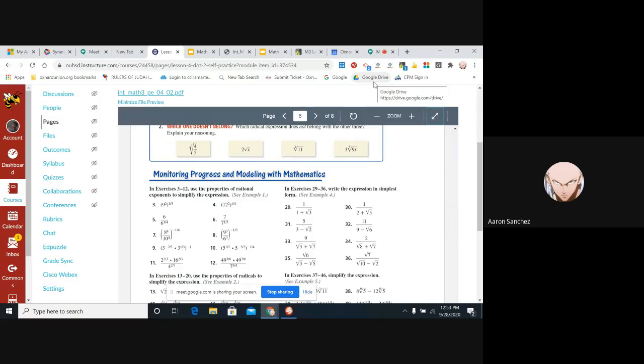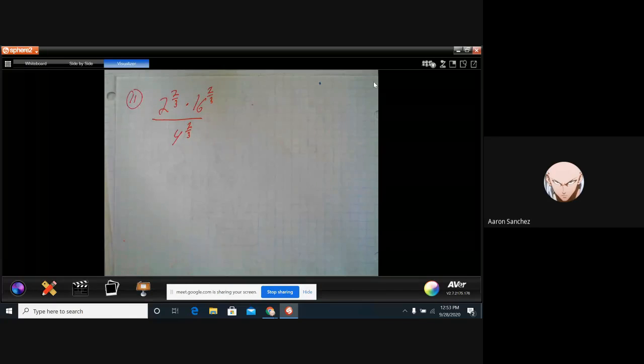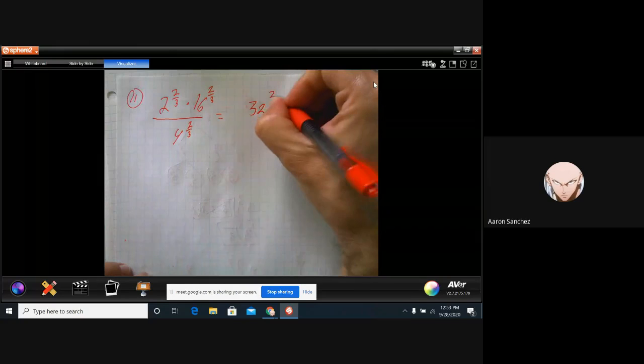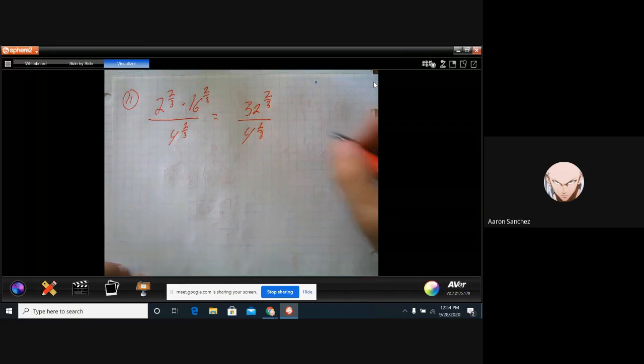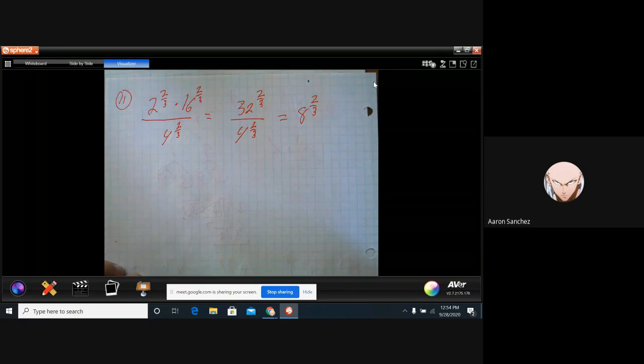2 2/3 times 16 2/3 all over 4 2/3. I'll give you a second to write that down. This one is not that difficult. No, maybe it is. Remember what I said? As long as the exponent's the same, you can go ahead and multiply those. Like what's 2 times 16? 32 to the 2/3 divided by 4 to the 2/3. What's 32 divided by 4? 8 to the 2/3. Now I can take that 8 to the 2/3 and I can simplify it even more.